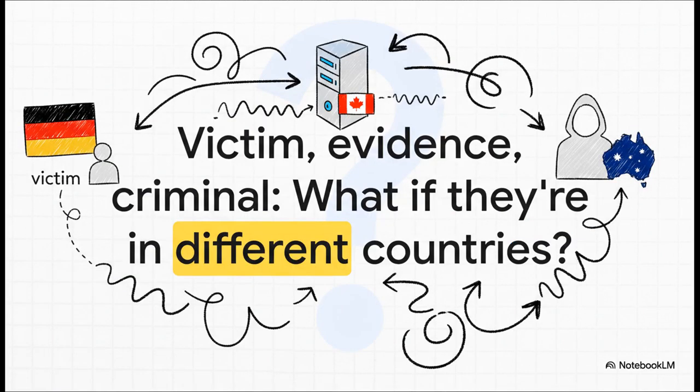So what do we do? Let's go back to that phishing scam we talked about. What if you, the victim, are sitting in Germany, but the fake website is hosted on a server in Canada, and the criminal who stole your money is actually in Australia? Whose laws apply? Who's in charge of the investigation? It is, and I'm not exaggerating, a jurisdictional nightmare.